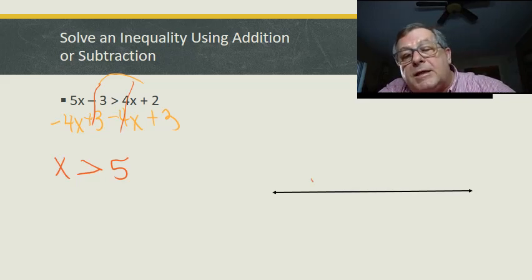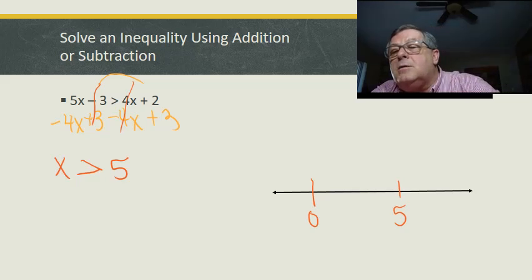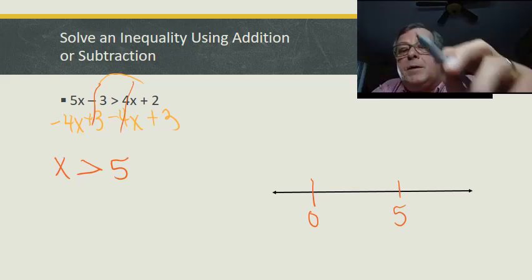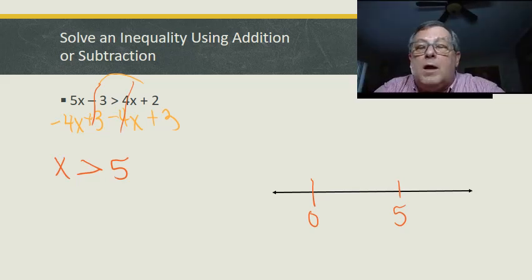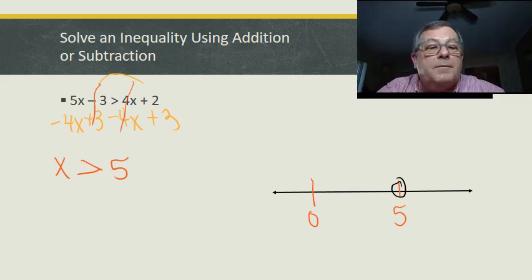And so we're going to take our second step and graph this solution set on the number line. Let's say 0 is sitting out there, 5 is right here. And so again, I'm going to ask the question, am I using an open dot or a closed dot? Well, it's a greater than, not a greater than or equal to, so it's going to be an open dot. I'm going to put a little open dot right there.